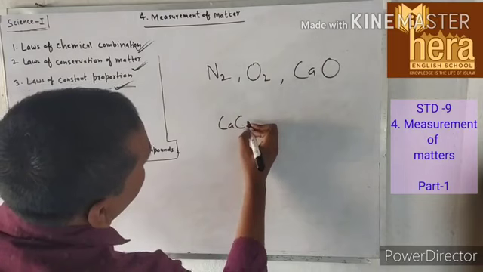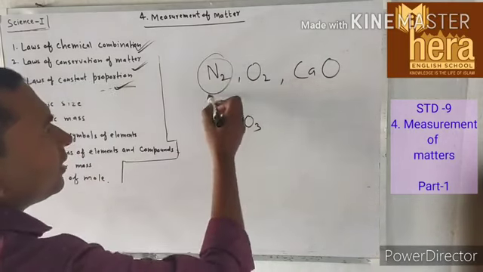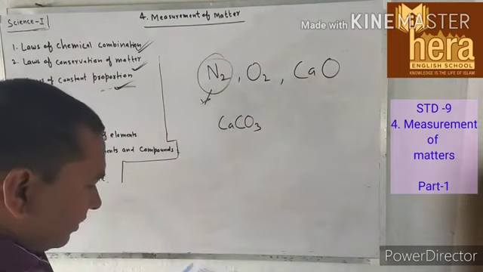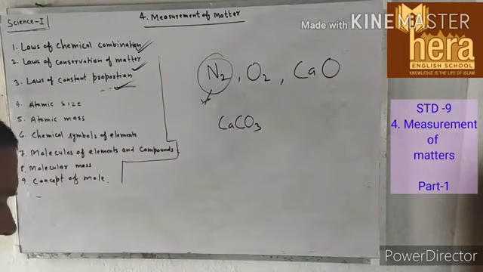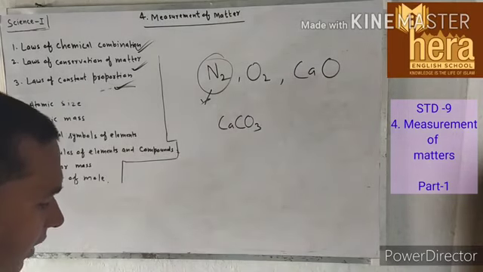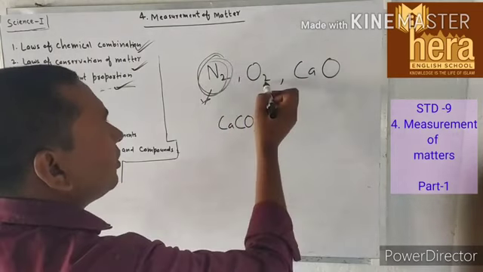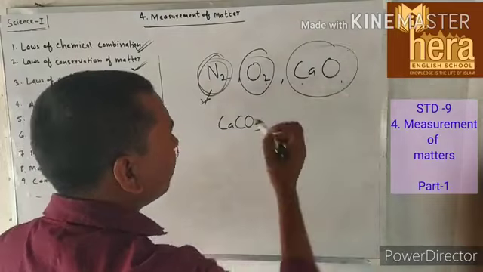Calcium carbonate, CaCO3. Listen, there are two atoms. That's why this is called a diatomic molecule. Two atoms are there, diatomic molecules.